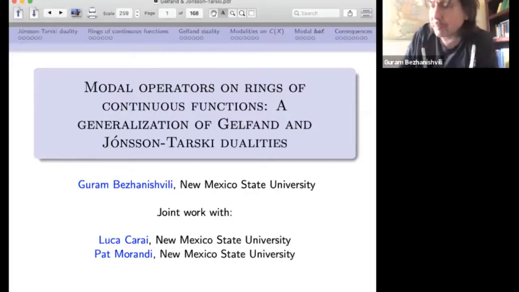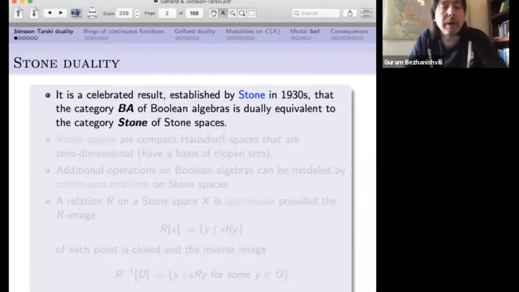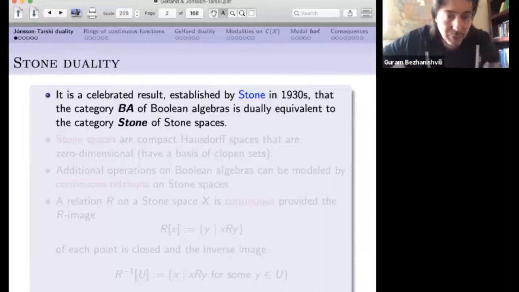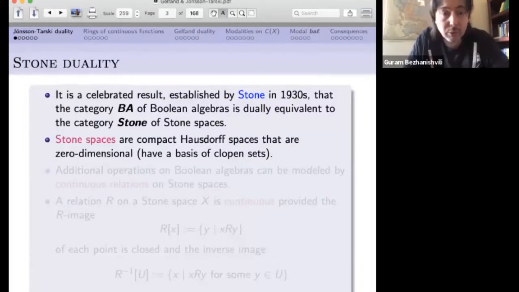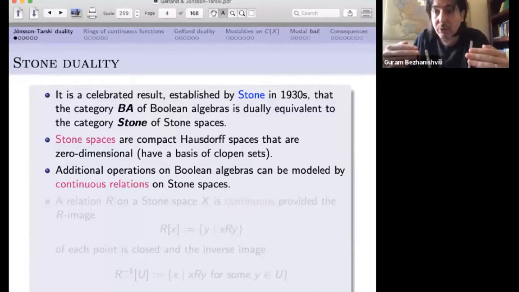The way I want to think about Jonsson-Tarski duality is as a kind of extension of Stone duality, a celebrated duality from the 1930s. It establishes that the category of Boolean algebras is dually equivalent to the category of what we now call Stone spaces. These are special compact Hausdorff spaces that have a basis of clopen sets. The important connection from Stone duality to Jonsson-Tarski duality is to study modal operators, or operations on Boolean algebras, by means of additional structure on Stone spaces.